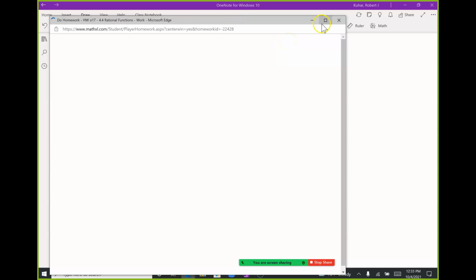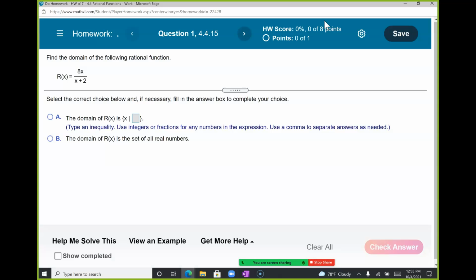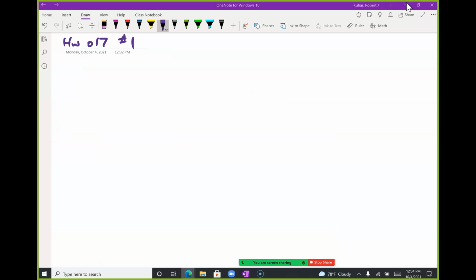So here it is, homework 17, number 1. And it starts real simple, which we like, right? It's just one problem, 8x over x plus 2. And they just want me to find the domain of this, right? So f of x equals 8x over x plus 2.